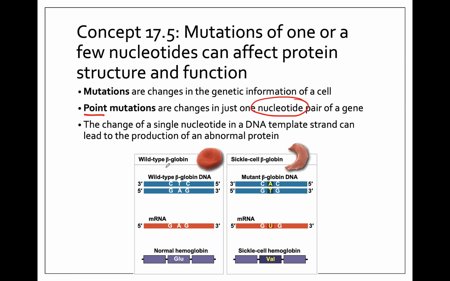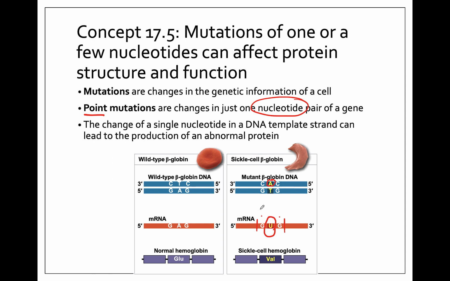So here's the wild type beta globin for hemoglobin, which in the template strand is supposed to be CTC. However, it has a point mutation here from CTC to CAC. What ends up happening in the mRNA is instead of getting GAG, we end up with GUG. So you can see how that's going to change the second nucleic acid in this codon. So here's the codon, GUG.